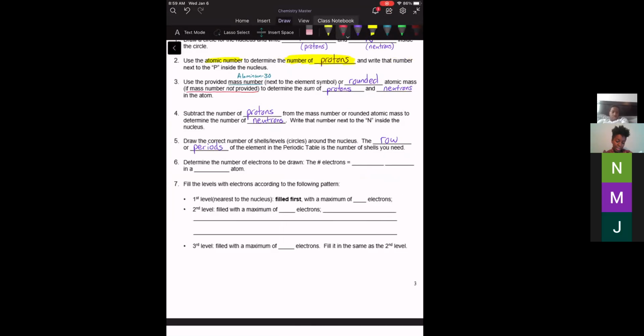So then we have to determine the correct number of electrons to be drawn. The number of electrons is equal to the number of protons if your atom is neutral. In other words, if I don't tell you that it has a charge, then you already know how many electrons you have. It's the same as the number of protons.